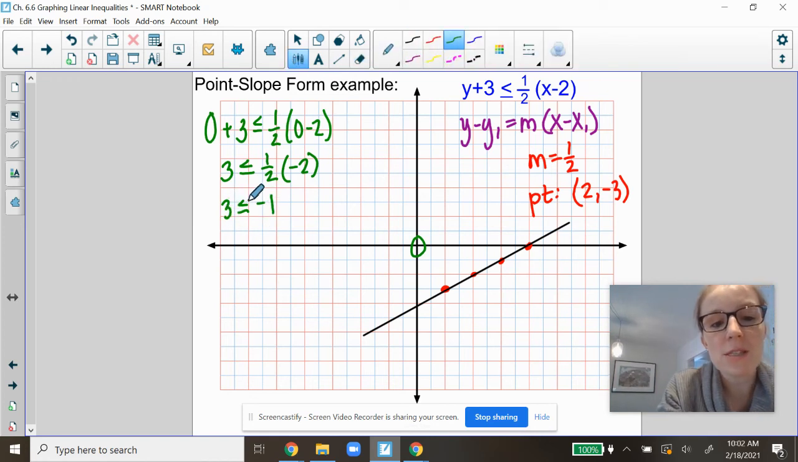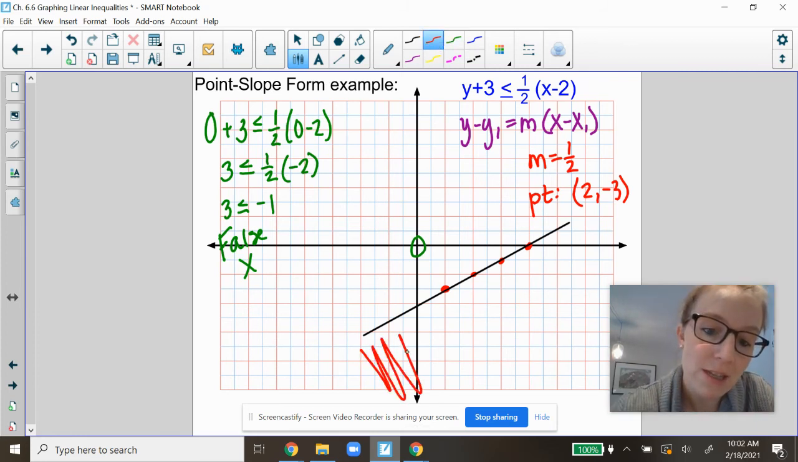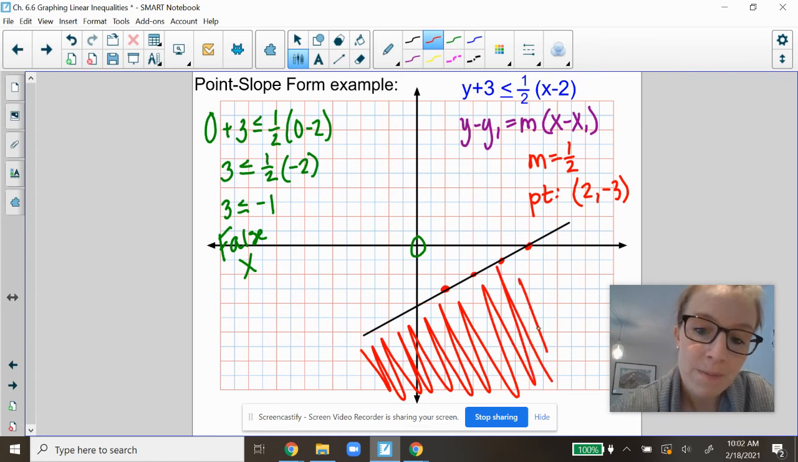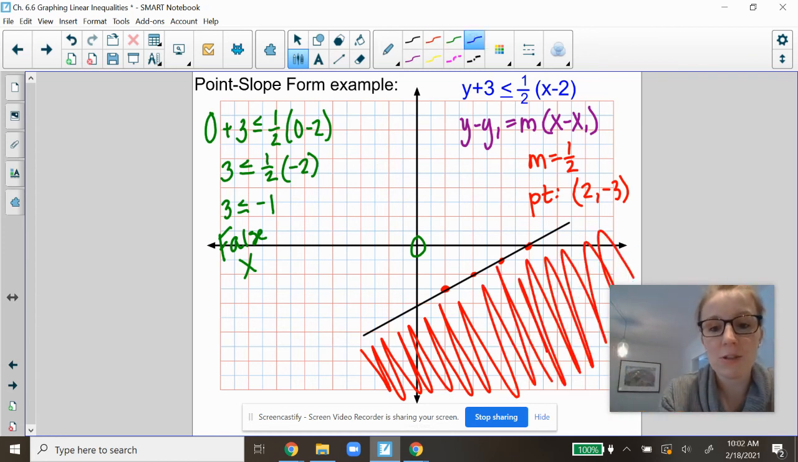So is 3 smaller than or equal to negative 1? That's false, right? That does not work, which means I don't want to include the origin. I'm going to include where the origin is not. And what you could do if you wanted to is to double check. Let's take a point over here that we know works.